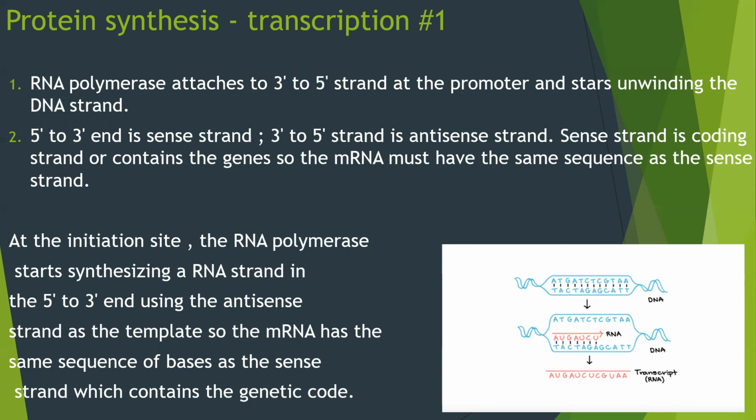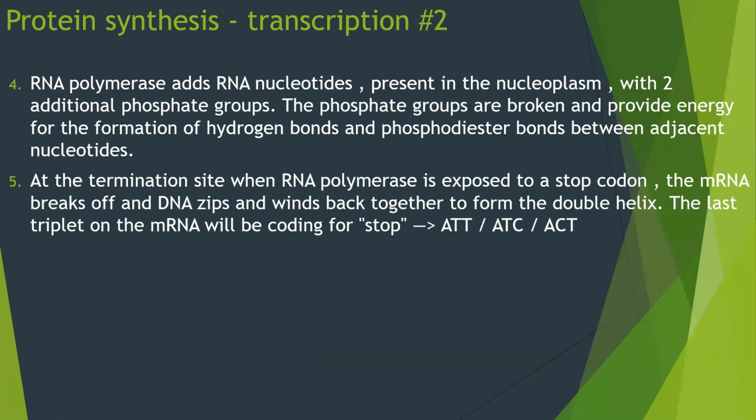Okay, let's carry on. Let's look at this image here. This is the antisense strand, and this is RNA polymerase over here. It will begin to synthesize in this direction. Complementary base pairing hydrogen bonds are being formed. Over here, instead of thymine, take note that uracil will be added. So there is no thymine present in the mRNA strand. The last part of transcription is that RNA polymerase will add the RNA nucleotides. They are present in the nucleoplasm as well.